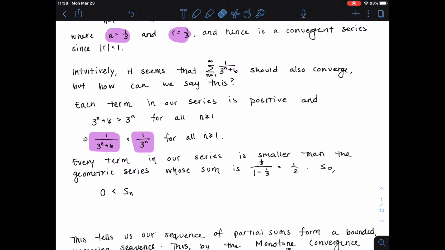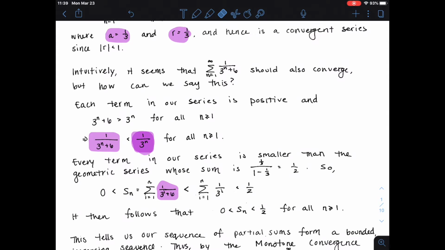So what we can actually do is look at those partial sums. If we take the nth partial sum, that would be when you sum up from 1 to n of our terms. Every single one of these terms is smaller than 1 over 3 to the n. So we can say for this finite sum, the partial sum is smaller than the partial sums of the convergent geometric series. And because each of those terms is positive, this is going to be at most 1/2.